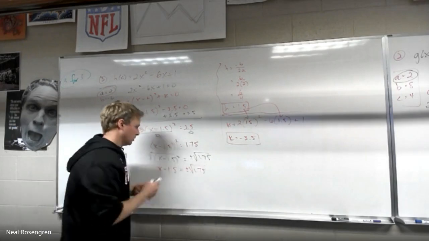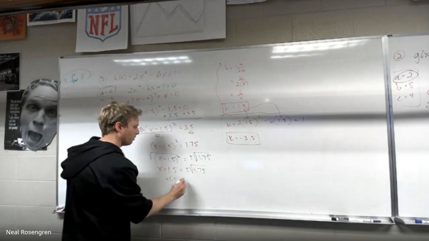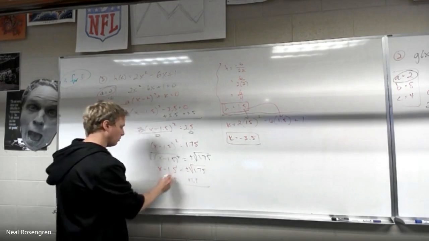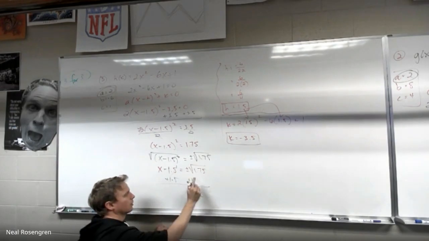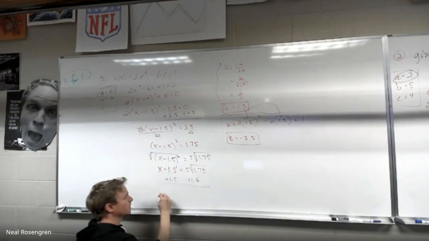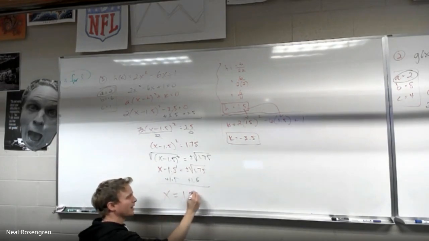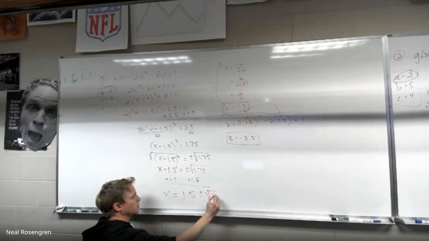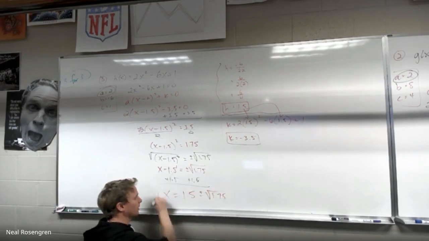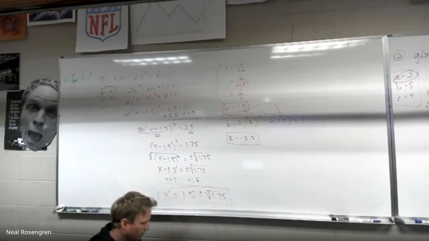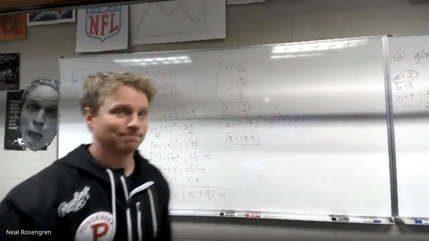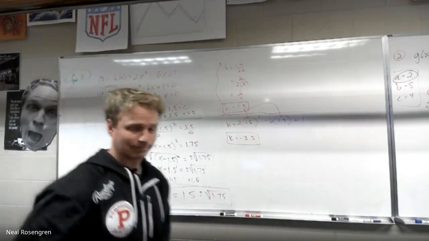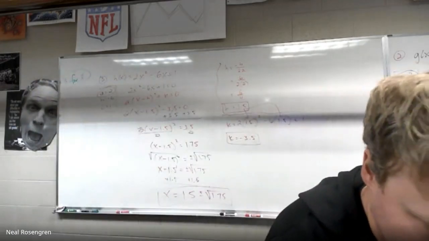Of course, add the 1.5 over to get x all by itself. 1.5, getting sloppy. 1.5. x equals. Put the nice stuff up front. I did that on the last one too. The plus or minus the square root at the end. And as ugly as that number is, it is perfect. Ta-da!